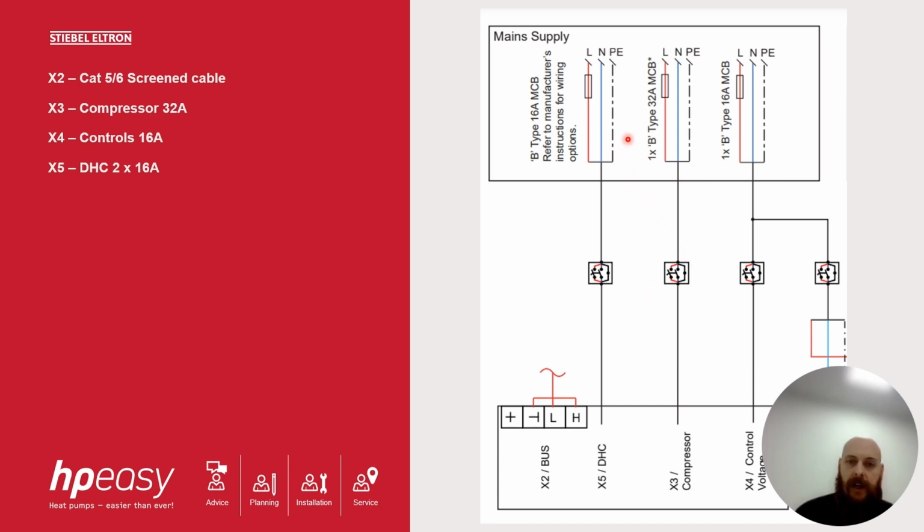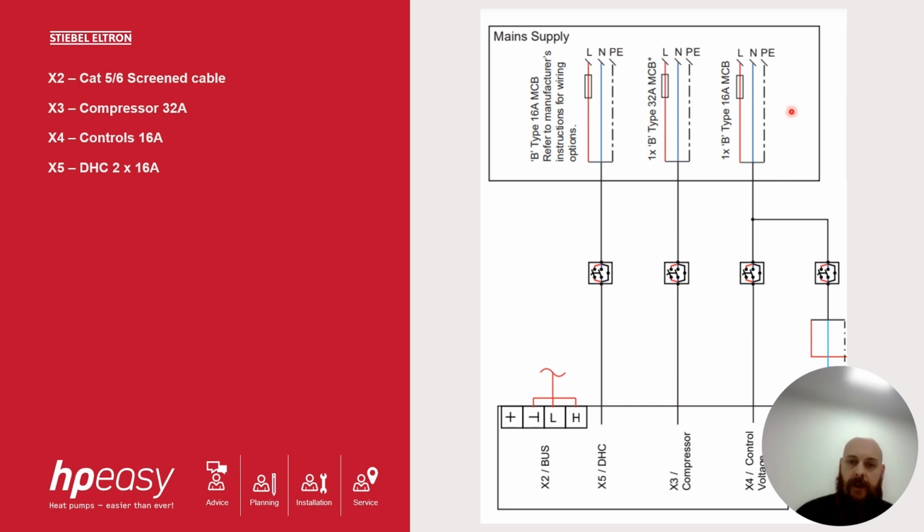We also need either one or two 16-amp supplies to our onboard boosters. There is a 3 and a 3.2 kilowatt electric immersion or booster. If you are using 3 kilowatts, it will be one 16-amp supply. If you are using both 3 and 3.2 kilowatt onboard boosters, you will need two separate 16-amp supplies with rotary isolators.